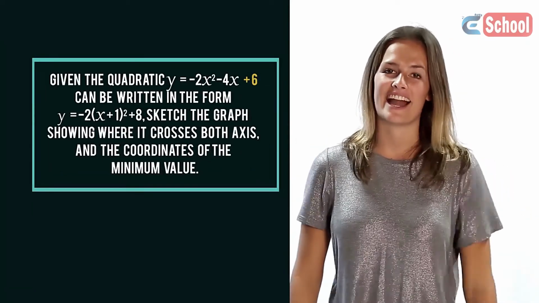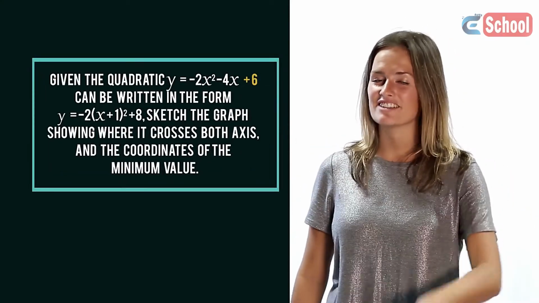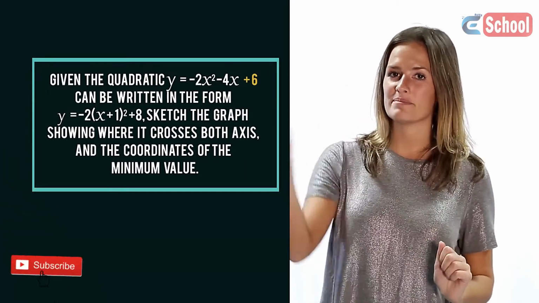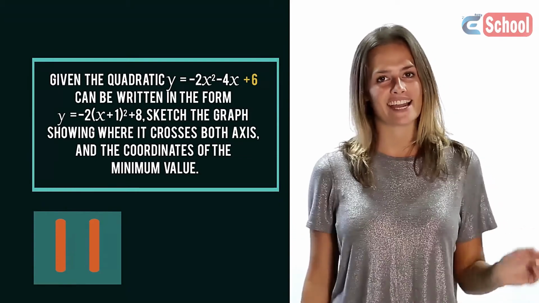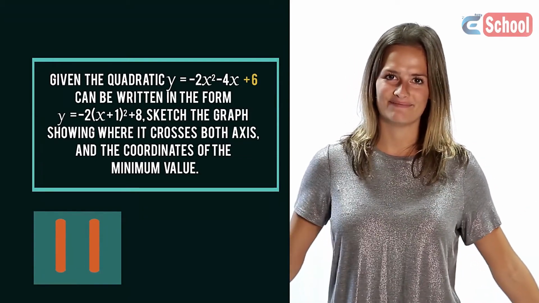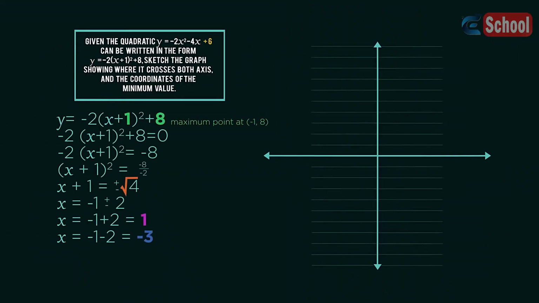One more for you to look at. Be careful, it's a negative quadratic, so it's going to be an upside down U shape. Pause the video, sketch the graph, and click play when you're ready to check. Did you get it right?